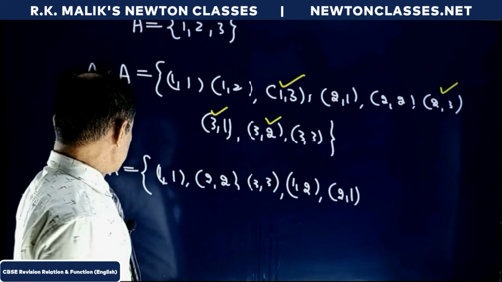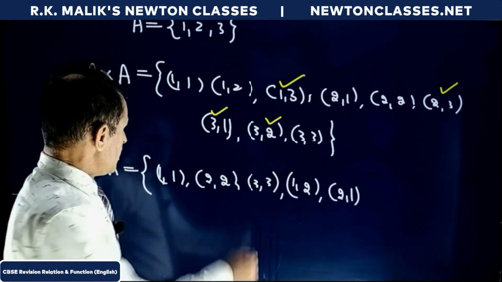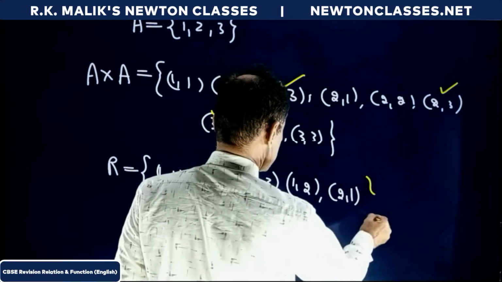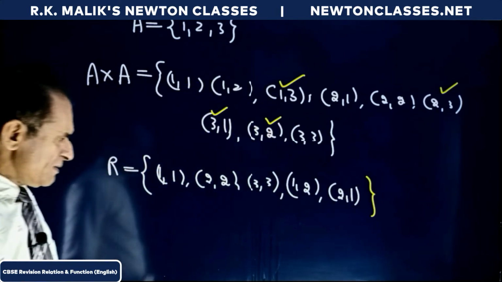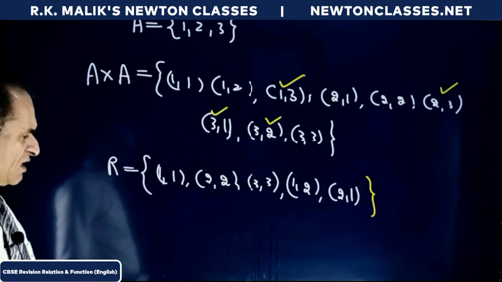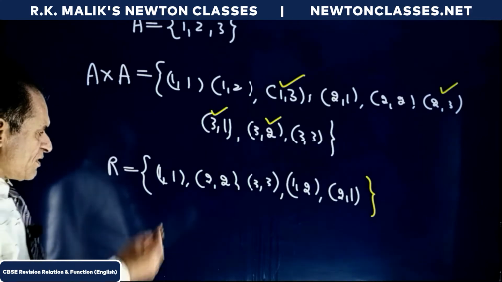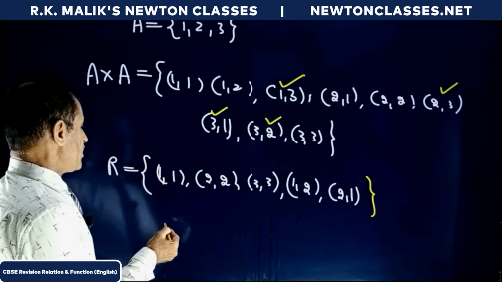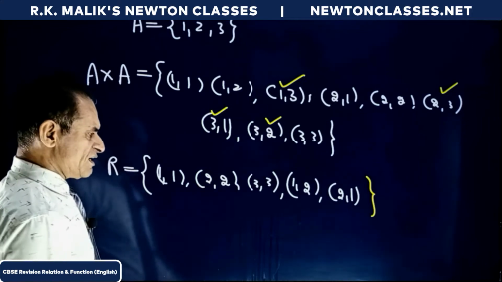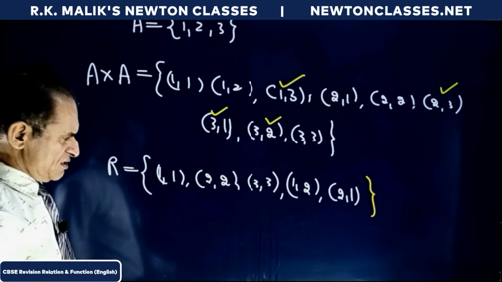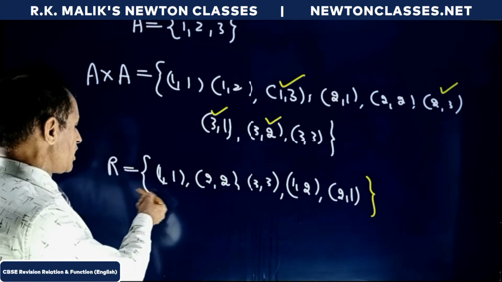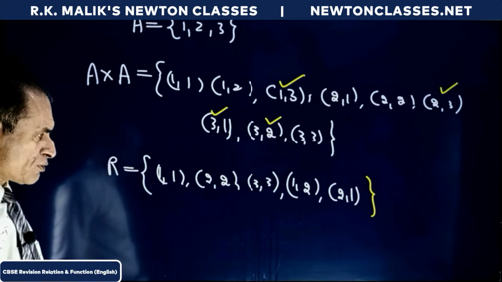If I don't include any of them in R and I complete it here only, it will be an equivalence relation because it is reflexive. Clearly, just now I told it is symmetric. Yes, it is also symmetric because if (a,b) is belonging to R, then (b,a) is also belonging to R.